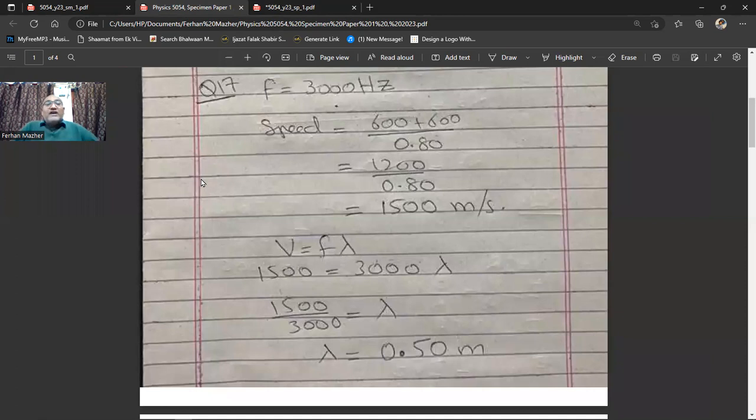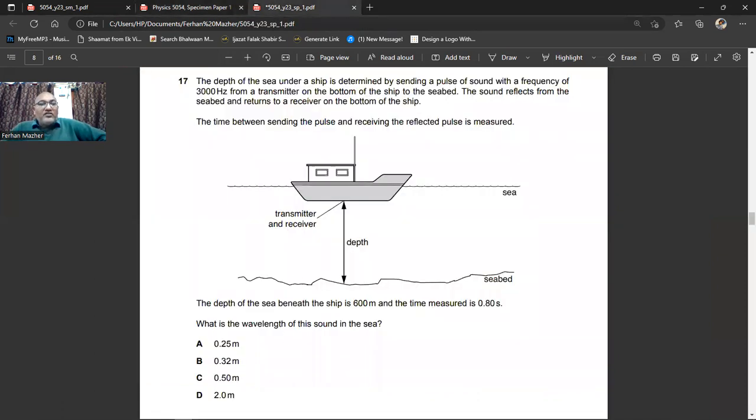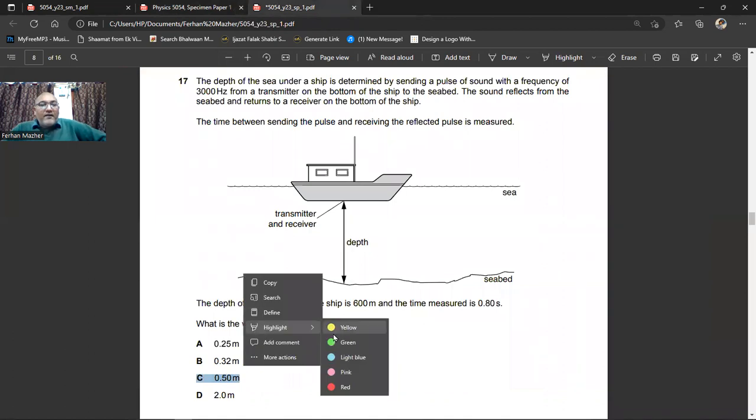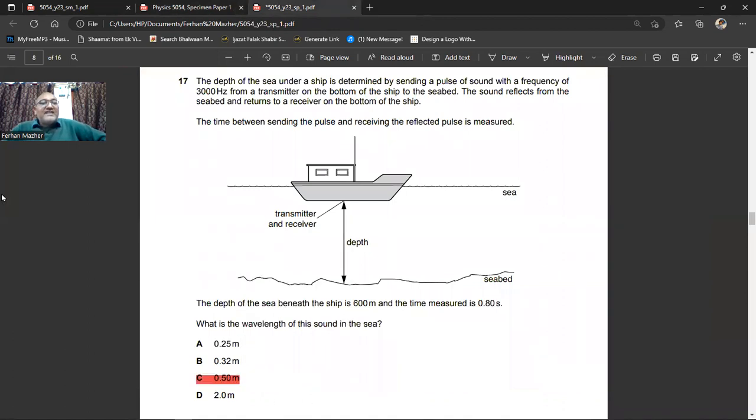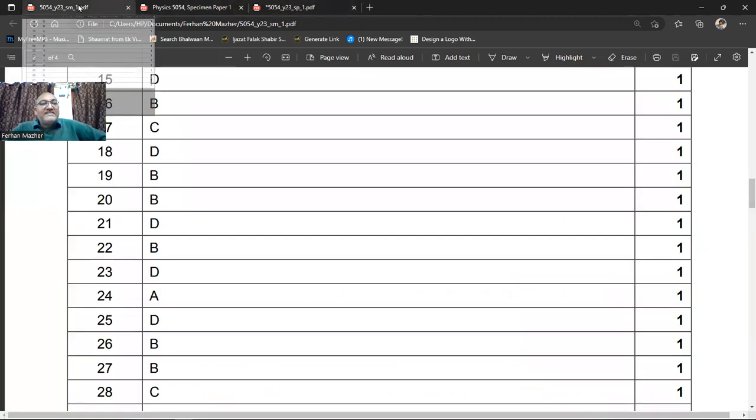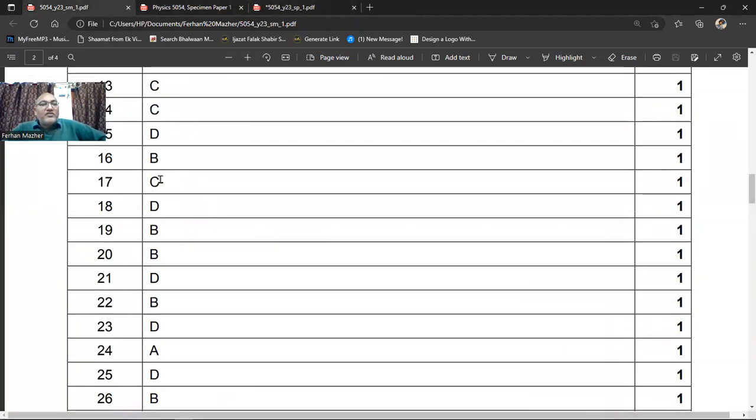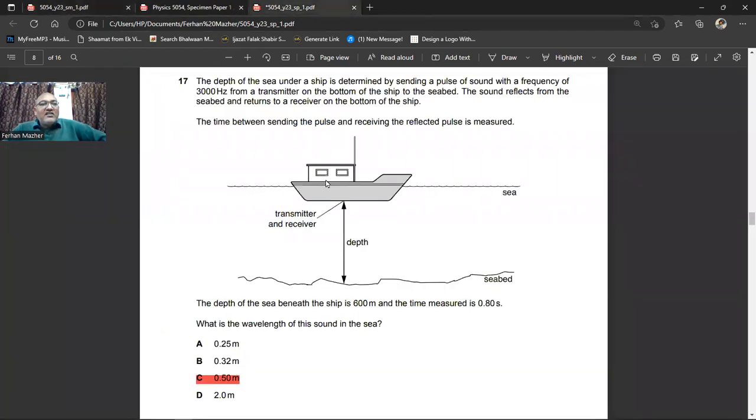Then we can use the equation of the wave, and that is V equals F lambda. We know V is 1500 and the frequency is 3000 and lambda is the question, which is wavelength. So the lambda will be 1500 divided by 3000 and that will be 0.50 meter. I think C is the right option, sir. Question number 17, C is the right option.